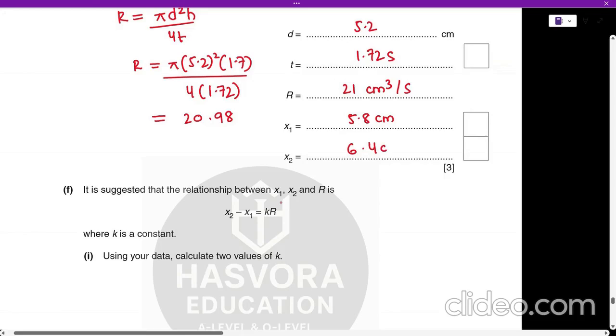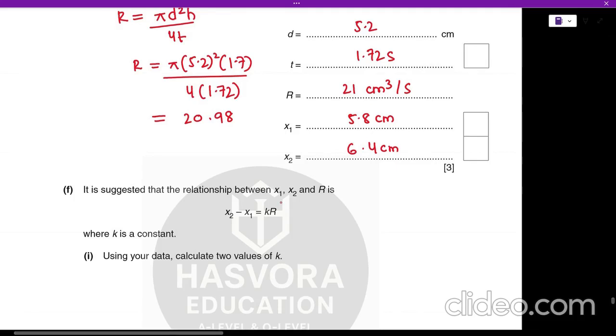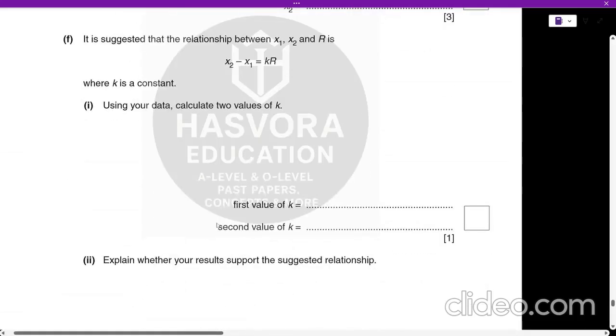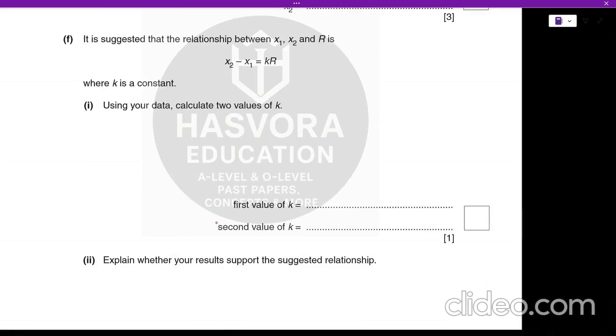Now in the F part they are telling us that the relationship between x1, x2 and r is x2 minus x1 is equal to kr. So k is going to be x2 minus x1 divided by the r. As x1 and x2 are in centimeter while r is in centimeter cube per second, what will be the resulting unit? It is going to be 1 over cm cube per second. So the per second will move to the numerator, and it will become second over cm cube. So let's calculate the k1.